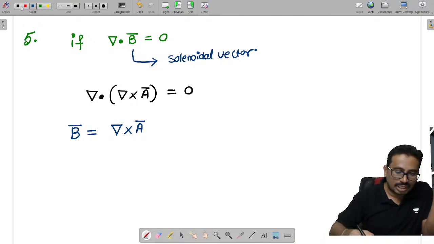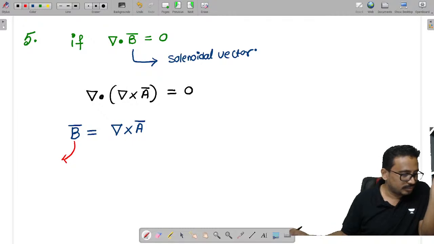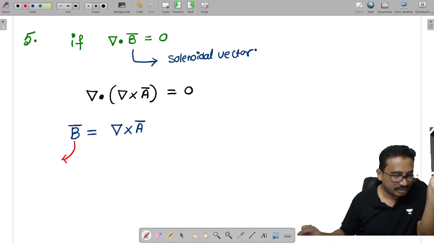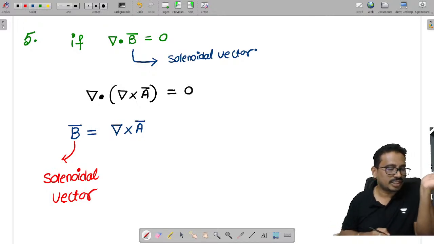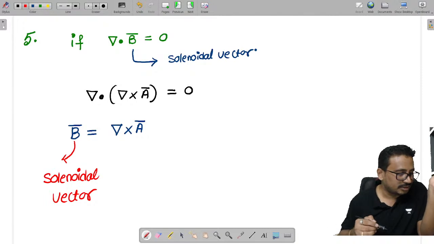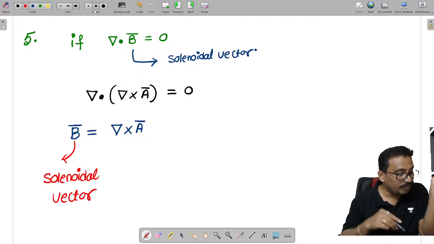Now here the thing is, अगर आपने ध्यान देना पड़ेगा, what is this B here? B is a solenoidal vector. B is a solenoidal vector. Isn't it? What type of vector is B? We can't say it is rotational. It may not have a rotational.